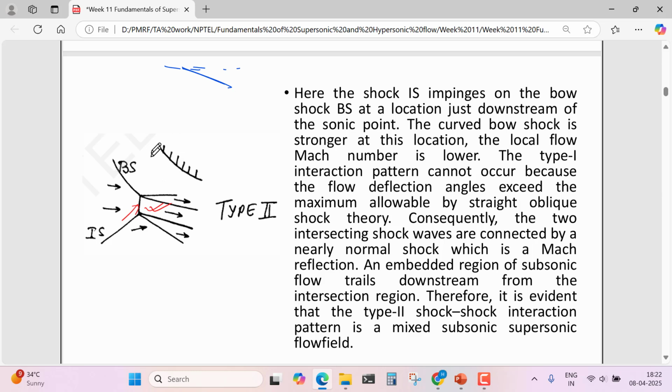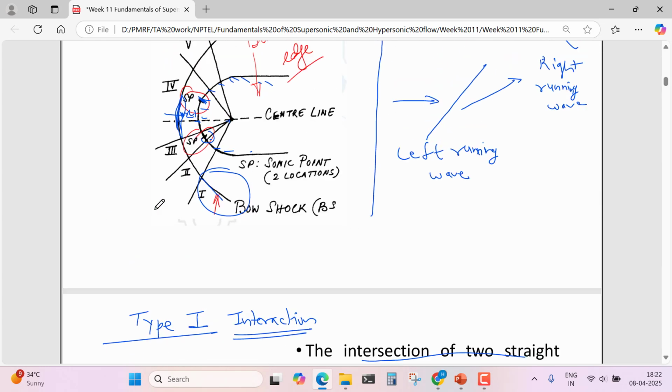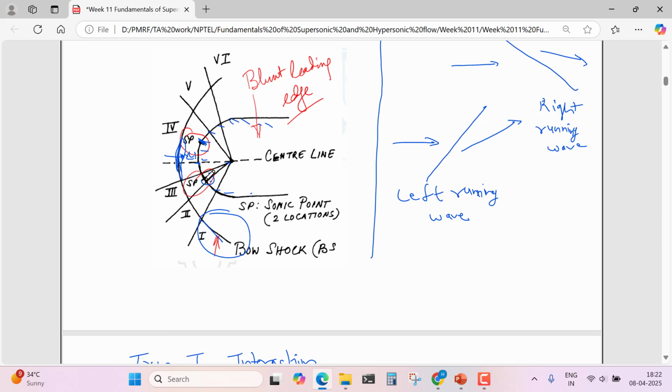And this angle is crossing the limit, the theta max value for the oblique shock, for which the shock will be a straight line. So whenever the incident shock impinges on this bow shock, this impingement location is just downstream of the sonic point.